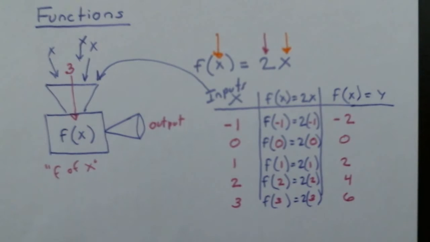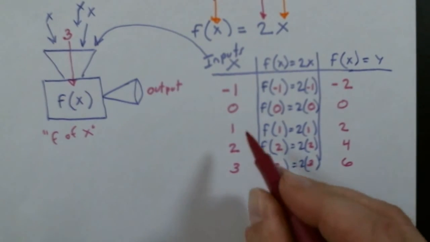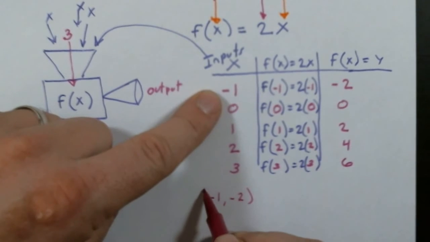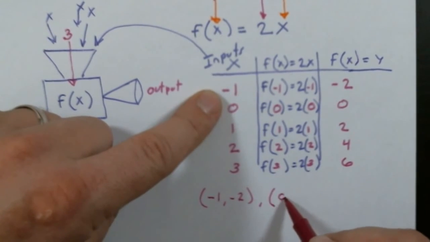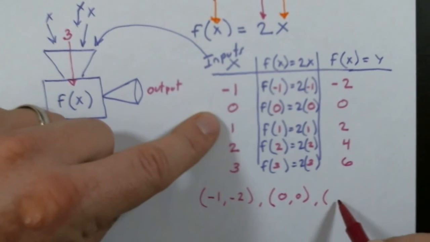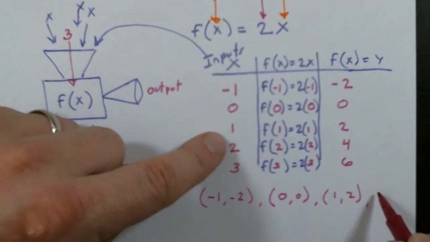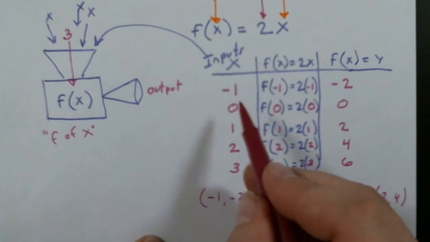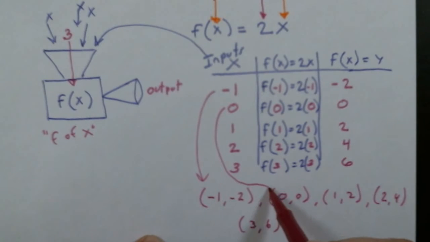Now, that's pretty much it, and then we can go ahead and graph these. But I want to make one more point. What if I wanted to see some x and y values or some ordered pairs? Remember, this is the first ordered pair: negative 1, negative 2. Here's the next one, 0, 0. Here's the next one, 1, 2. Here's the next one, 2, 4. And here's the last one. So these are ordered pairs, and those come from here.